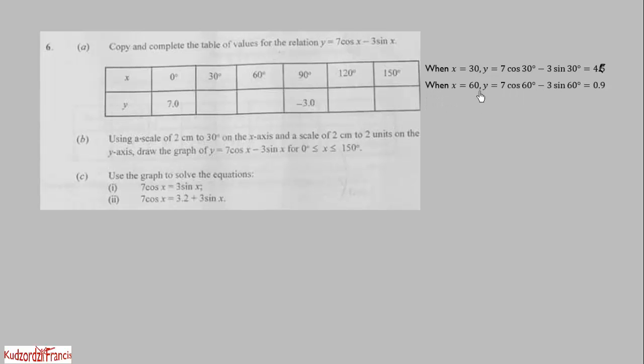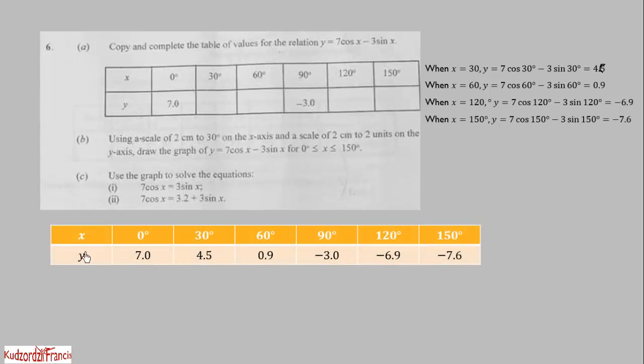Then when x equals 60, you're going to get y equals 7 cos 60 minus 3 sin 60, which will be 0.9. I'm using one decimal place because of the one given here. Then when x equals 120, we get negative 6.9, and when x equals 150, we get negative 7.6. So we complete the table to get this. This is the table, so it's supposed to be 4.6.